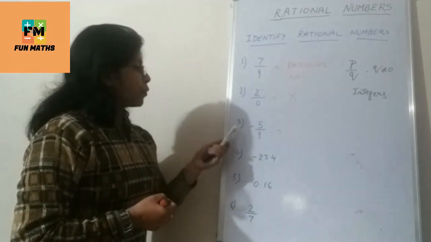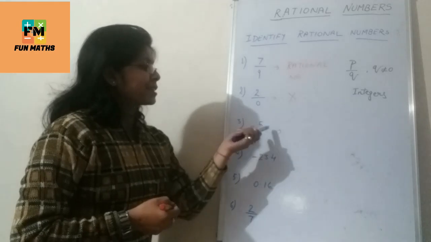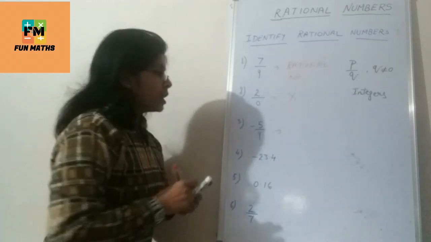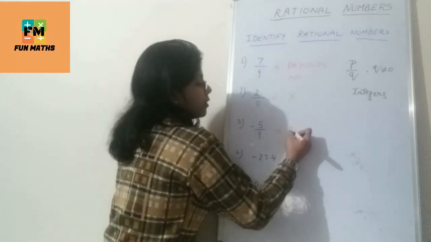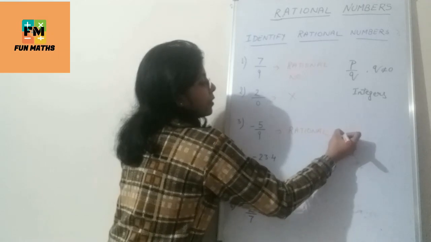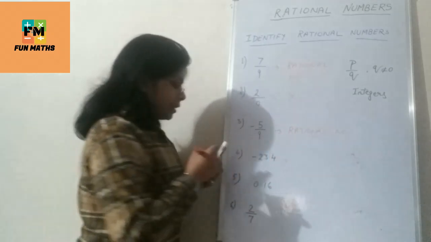Minus 5 upon 9. Is it a rational number or not? Yes, it is a rational number. Why? Because you can see here minus 5 is an integer. Both are integers. P and q both are integers. So we can write over here rational number, right?